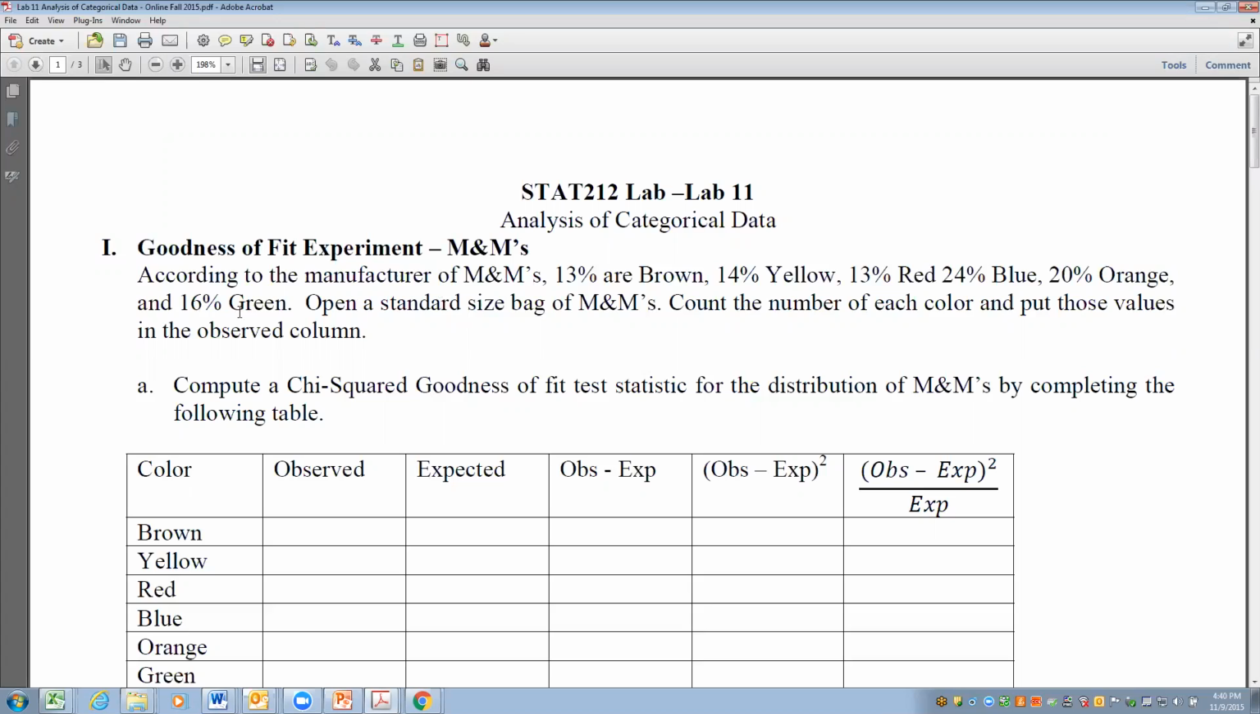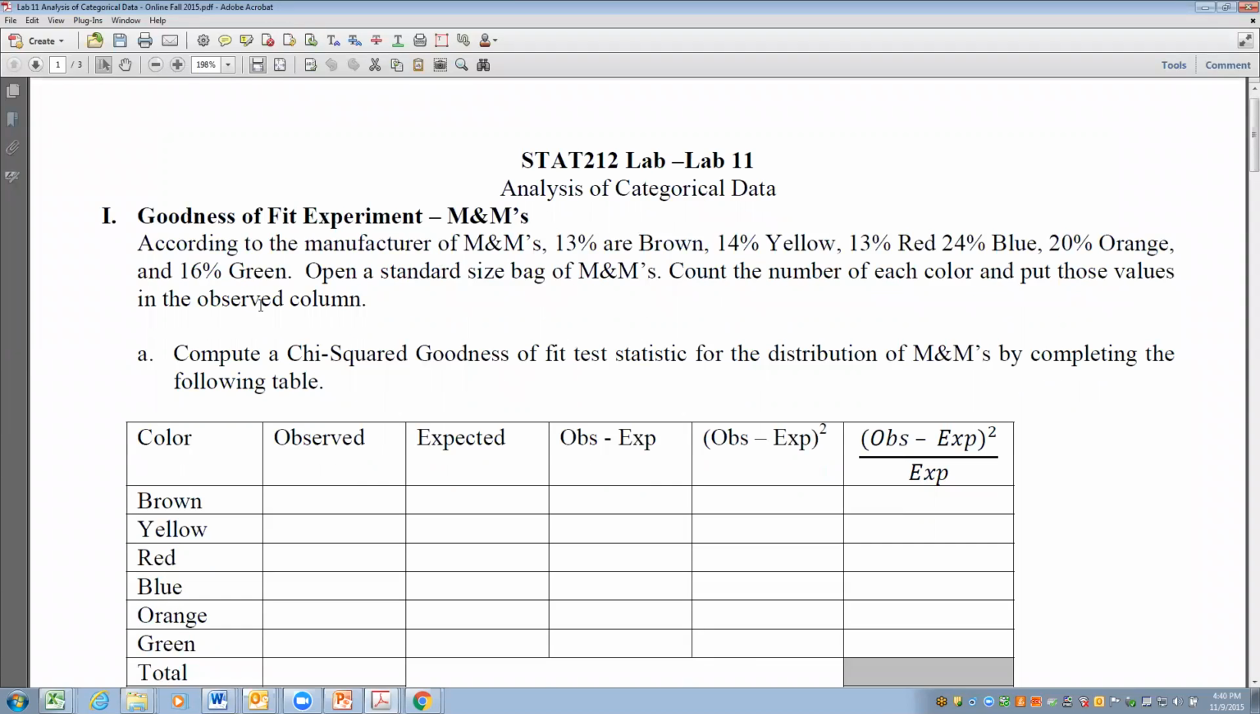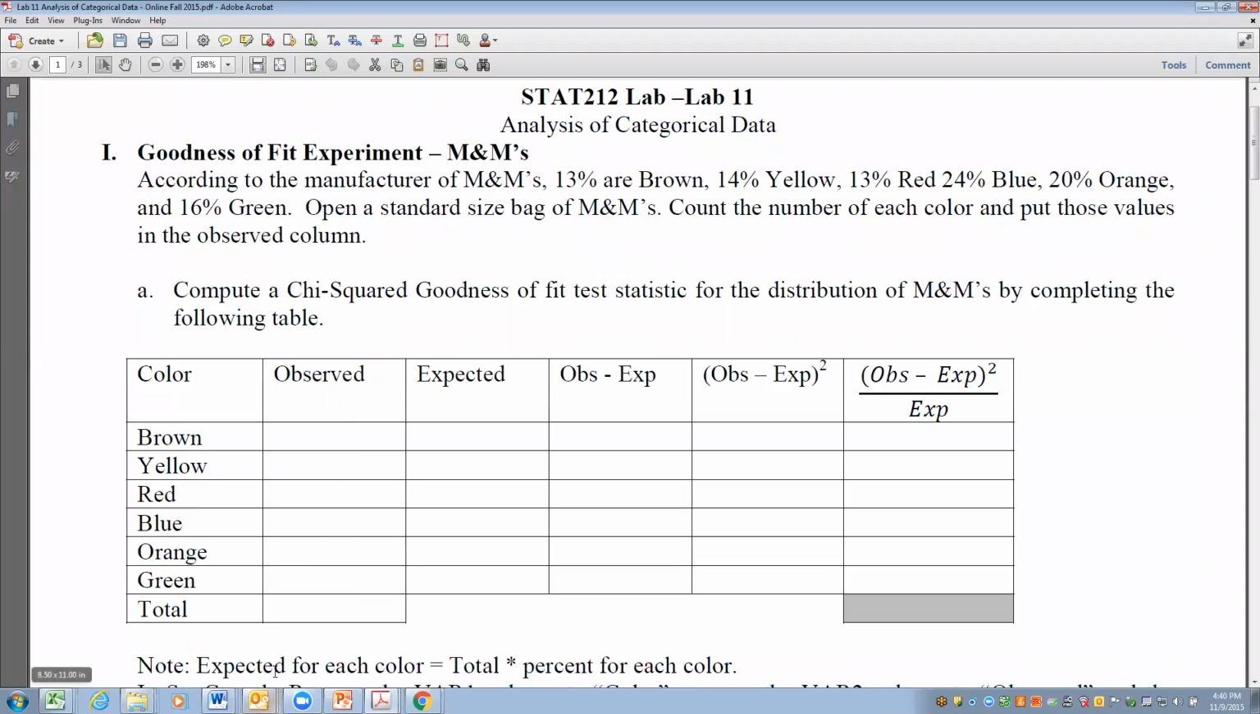So you will use calculations like we did in the example videos for 12.1 and 12.2. For the interactive part of the lab, I would like you to buy a standard size bag of M&Ms and open them up and count each one and put those values in the observed column. Total up the total number of M&Ms that were in the bag and use these percentages to help you fill out the expected column, and then just fill out the rest of the table as I've indicated. And this gray box down here will then end up being your chi-squared goodness of fit test statistic.